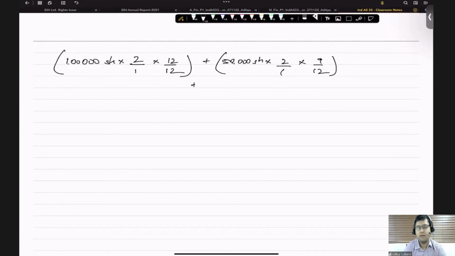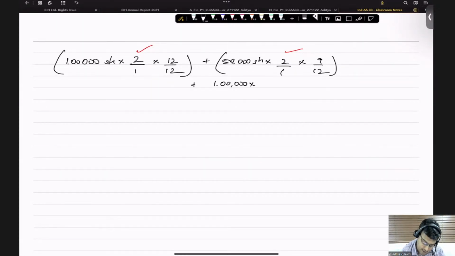Next one. Sir, will you consider the bonus of 150 now? Answer is no, you won't. Because already 1 lakh is considered here, 50,000 is considered here. So you will not consider bonus again, it will amount to duplication. And finally, what you are going to have is 1 lakh shares of October. Will you multiply it by 2 by 1? Answer is no, you will not, because these shares have come into existence after bonus was declared, and therefore we will not multiply it with 2 by 1.